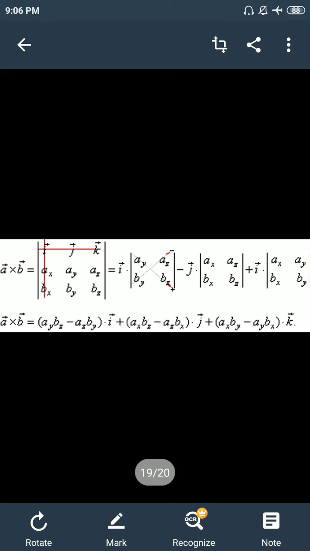Now why do we write the plus sign? Because when we multiply this one, we get the plus. How do we multiply? ax bz minus az bx into j hat. If we take the negative common, that's why we use it as a plus. Next one this way: ax by minus ay bx. I hope it is clear now.